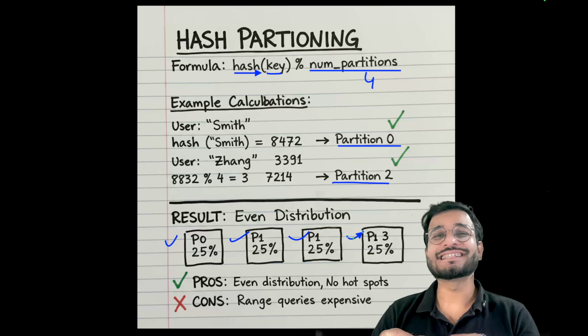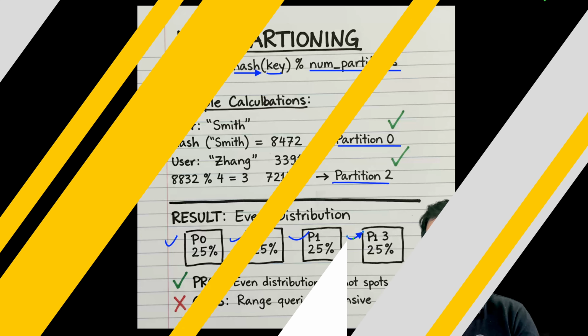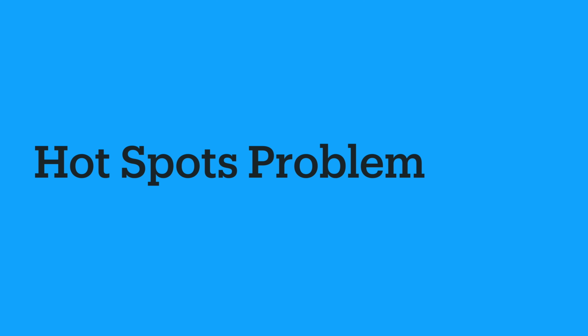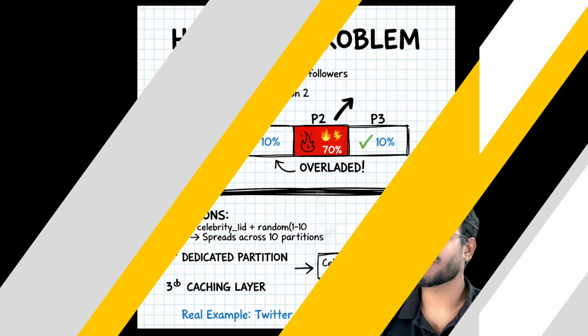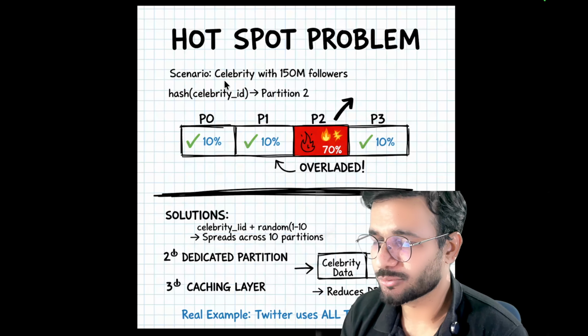So we will discuss the next problem now, the celebrity problem. When Elon Musk tweets, around 150 million users rush to see what he has written. All the requests hit one partition and Twitter crashes. This is called a hotspot problem. And if you can't solve it in your interview, you won't get the offer. Let me explain what the hotspot problem looks like.